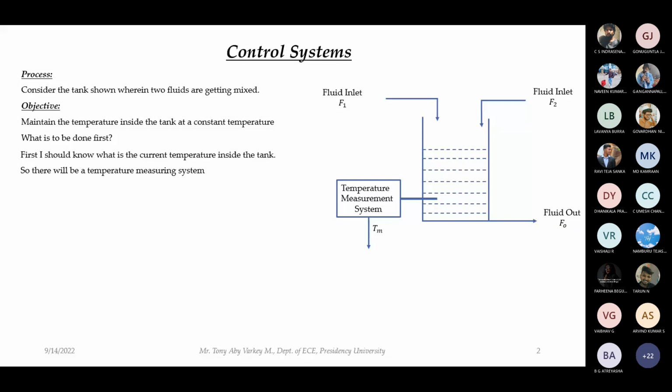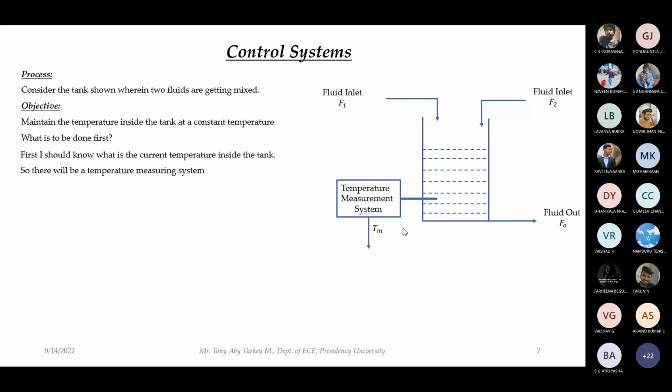Now what will be done? After measuring temperature, what should be done? I want the temperature to be at, say, 100 degrees Celsius. Suppose this is Tm, measured temperature is only 70 degrees Celsius. I want the temperature to be 100 degrees Celsius. So what is to be done first after this? Increase it to 100. Increasing. But before that, I should know whether it is more or less, right?